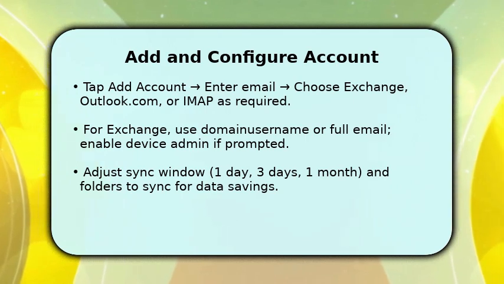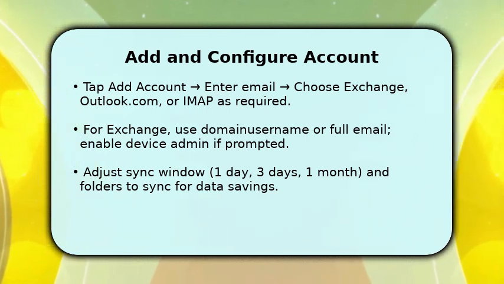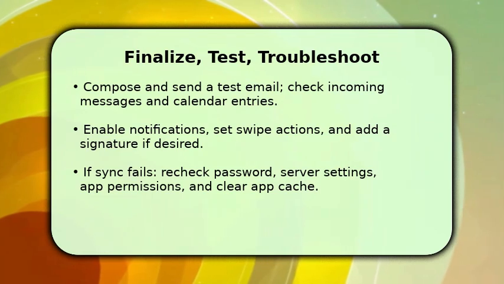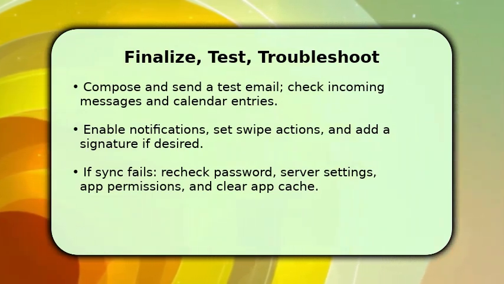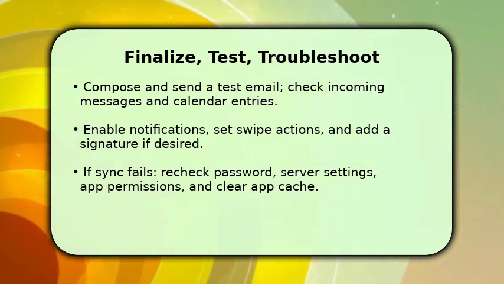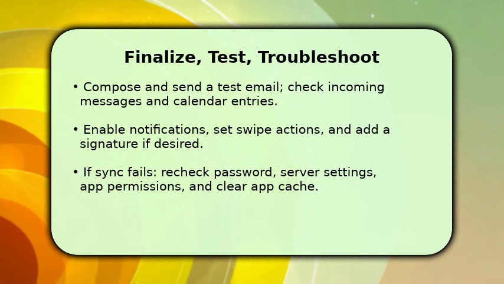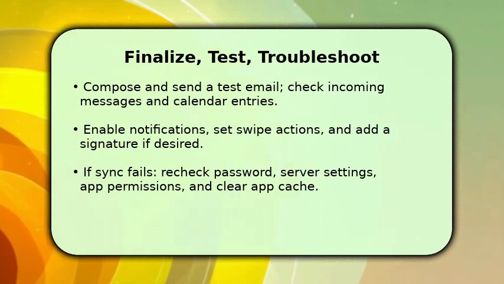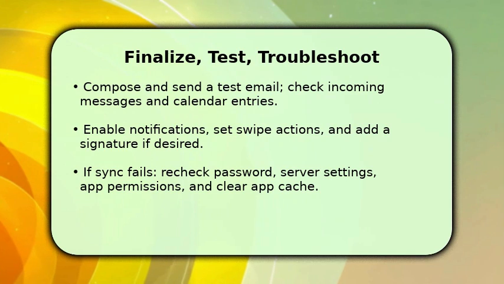Finish by composing and sending a test message, then confirm an incoming message arrives. This verifies send and receive paths. Enable notifications and customize swipe actions so you process mail faster, and add a signature to outgoing messages.